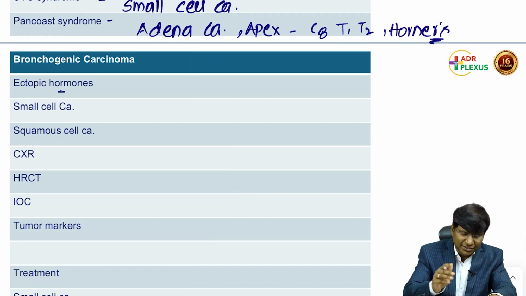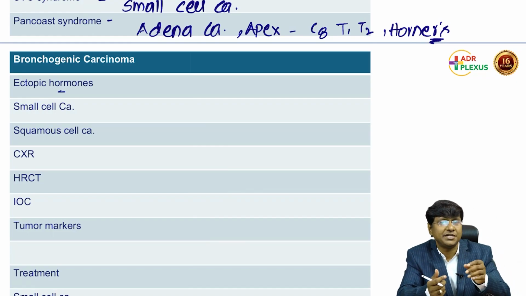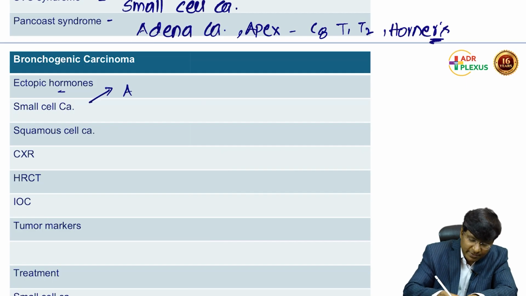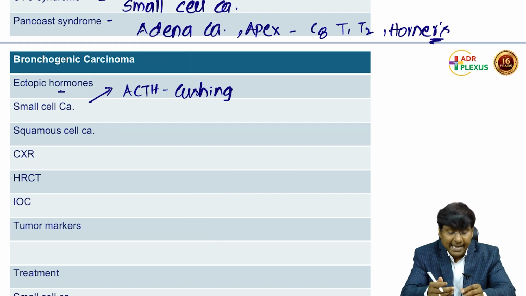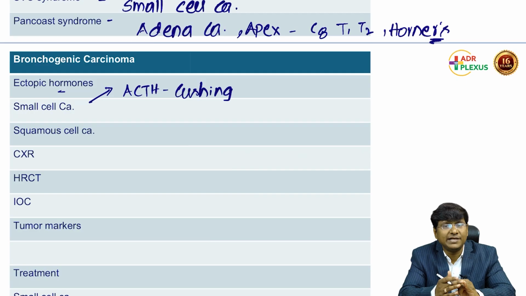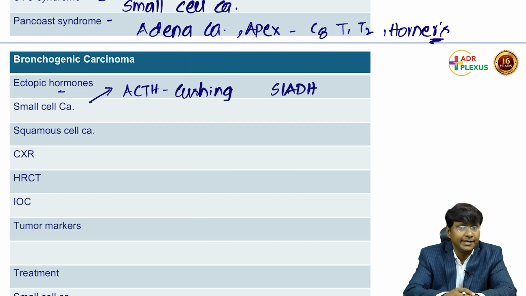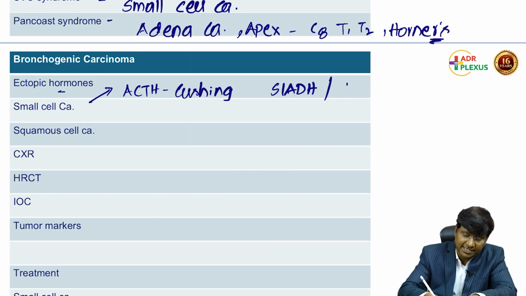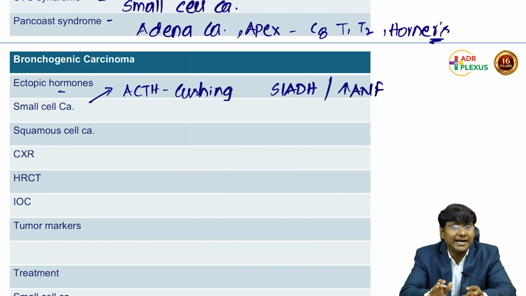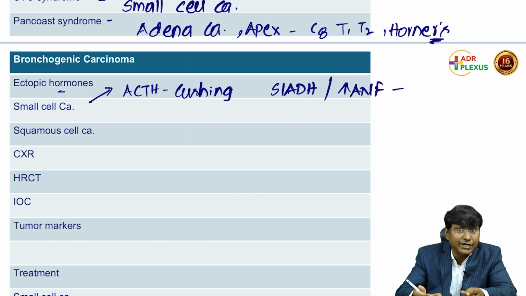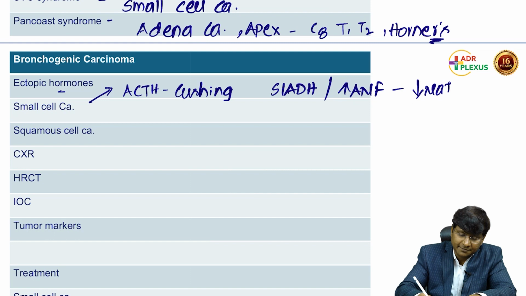Then coming to the ectopic hormones, some types of bronchogenic carcinomas, for example small cell carcinoma, will produce ACTH, and thereby these patients can develop Cushing's syndrome, right? For the development of Cushing's, it is not just adrenal pathology or pituitary pathology. Ectopic ACTH can be seen from small cell carcinoma or oat cell carcinoma causing Cushing's syndrome. Small cell carcinoma will also produce excess antidiuretic hormone, resulting in SIADH. Not only that, it will also produce excess atrial natriuretic factor, and this will induce the development of hyponatremia.